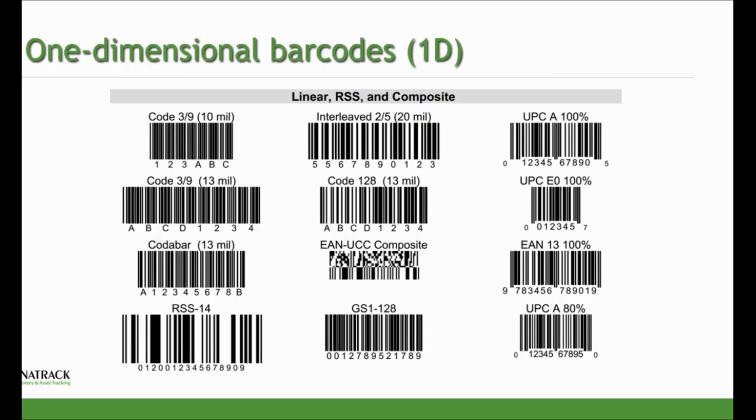There's code 3 of 9, otherwise known as code 39. There's this interleaved 2 of 5. On the right side, you'll see what are used in the retail space, UPC codes, or the European version, the European Article Numbering one. And then on the bottom center, you'll see this GS1-128.